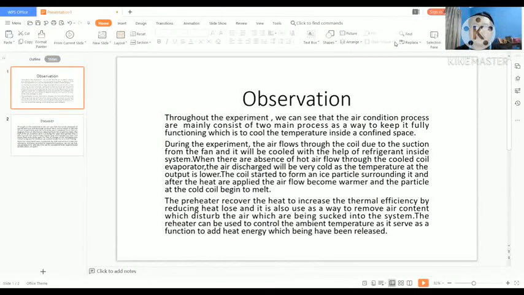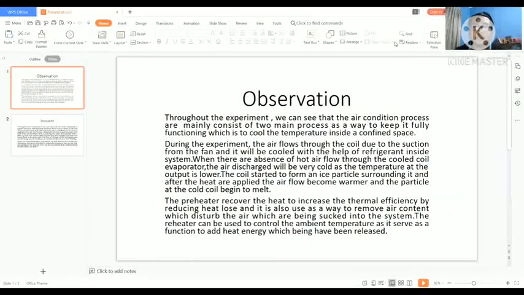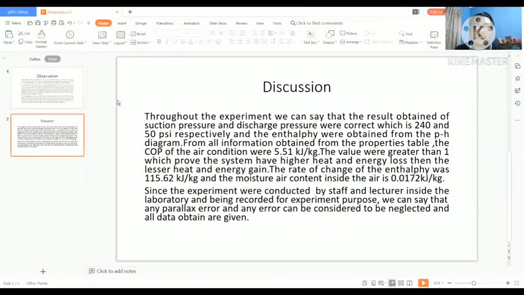The preheater recovers the heat to increase the thermal efficiency by reducing heat loss, and it is also used as a way to remove air content which disturbs the air being sucked into the system. The reheater can be used to control the ambient temperature as it serves the function of adding heat energy which has been released. Discussion.